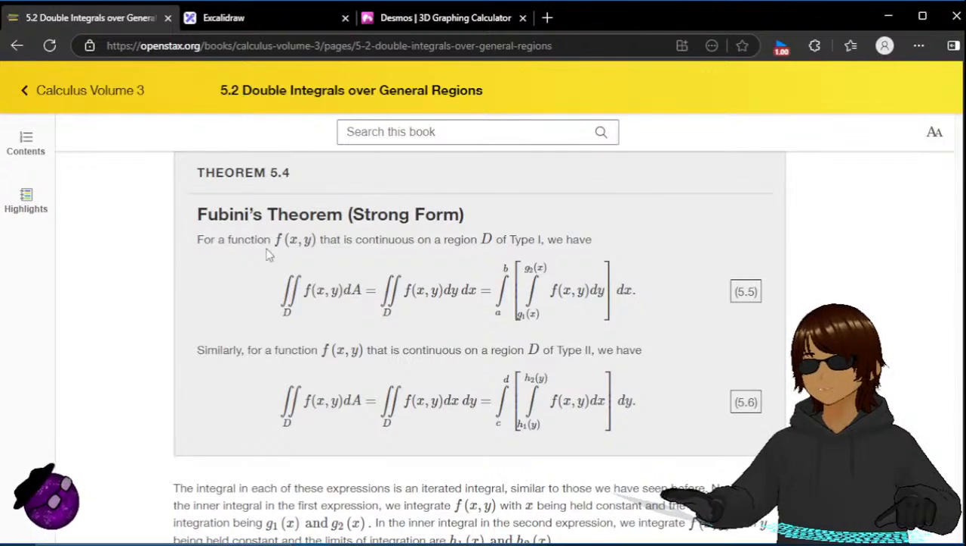Fubini's theorem, strong form. For a function f of (x, y) that is continuous on a region D of type 1, we have, for a type 1 region D, we integrate with respect to y first and then with respect to x. Similarly, for a function f of (x, y) that is continuous on a region D of type 2, we integrate over x first and then with respect to y.